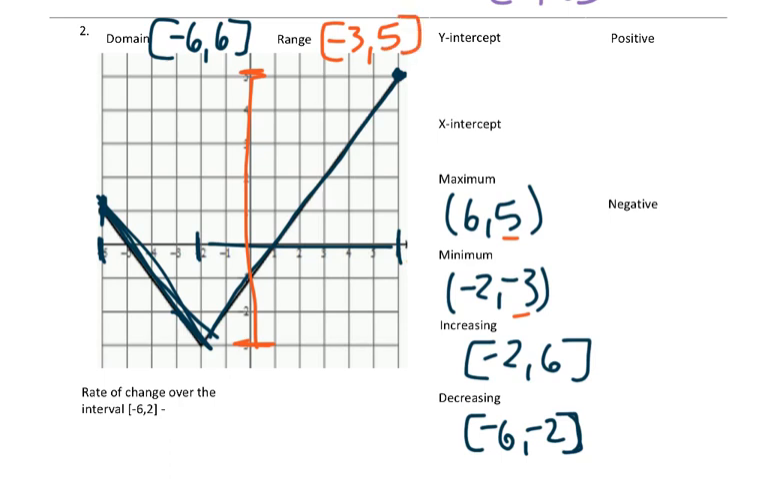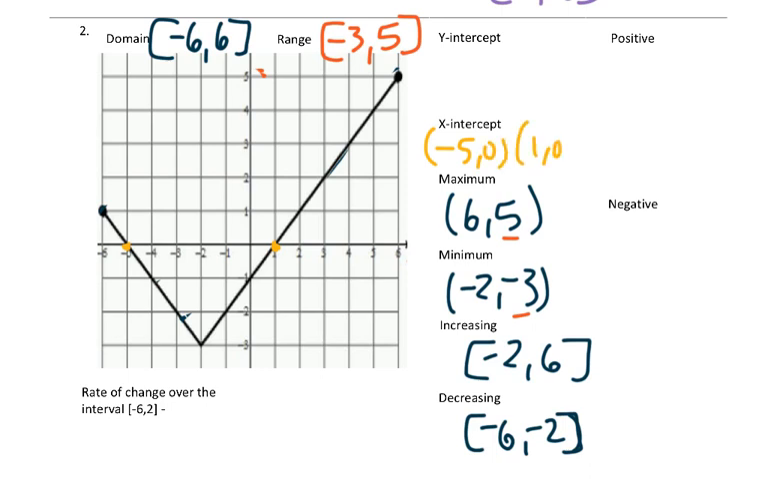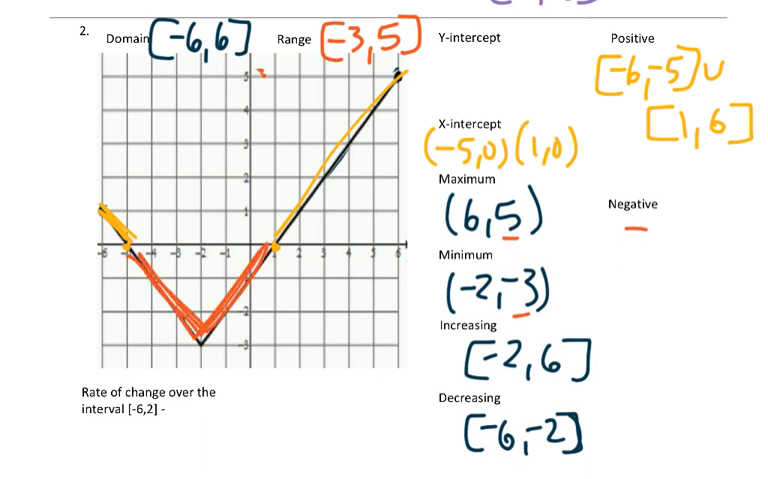For positive, when is the graph above the x-axis? Well, if I look at those two x-intercepts, that's going to be where they change, right? So x-intercepts at (-5, 0) and at (1, 0). So it's positive from -6 to -5. Then remember, we use that union symbol, so that's that section of the graph. Then from 1 to 6, it's positive again. So my negative then goes from -5 to 1 when it's below the x-axis.